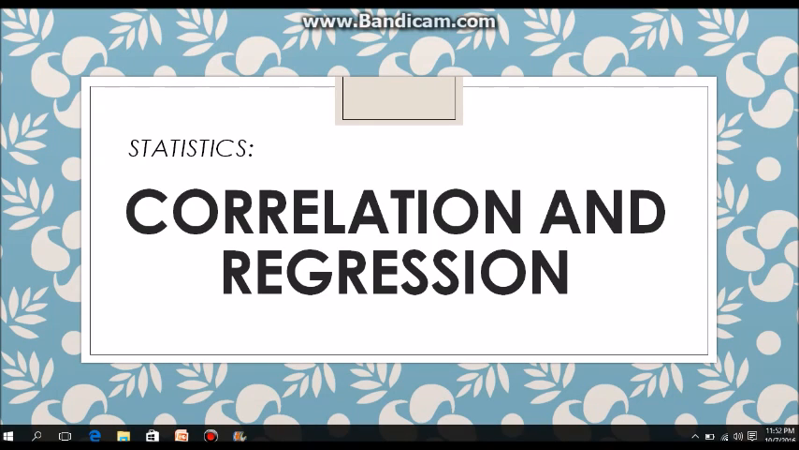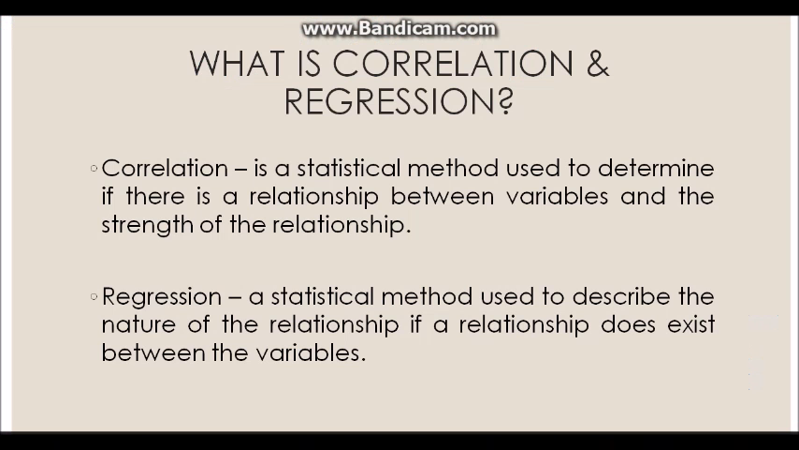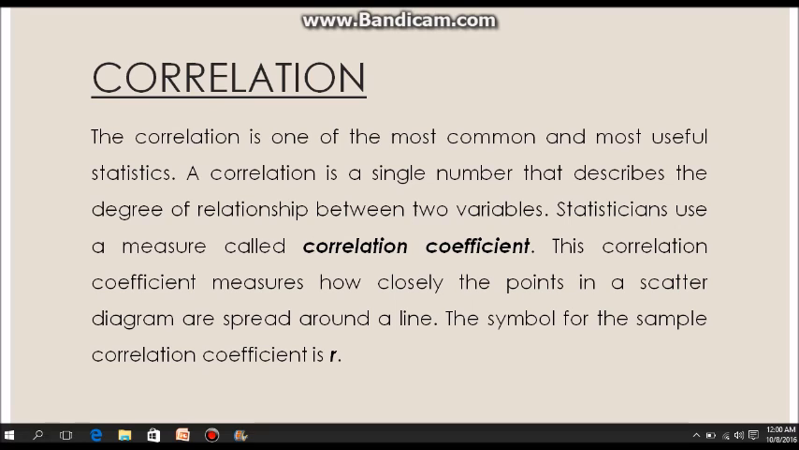Today we will be discussing correlation and regression in statistics. What is correlation and regression? Correlation is a statistical method used to determine if there is a relationship between variables and the strength of the relationship. Regression is a statistical method used to describe the nature of the relationship, if a relationship does exist between the variables. First, we will be discussing correlation.